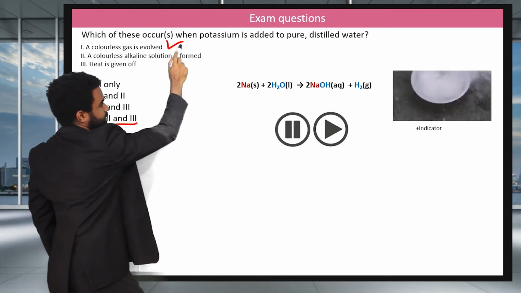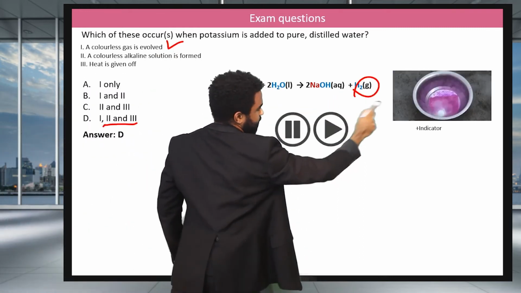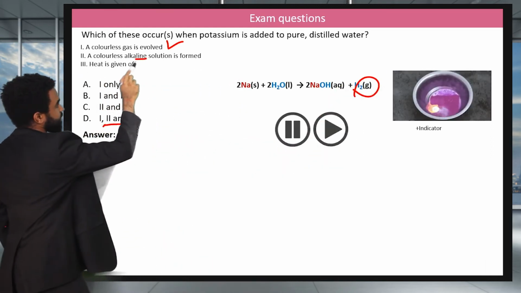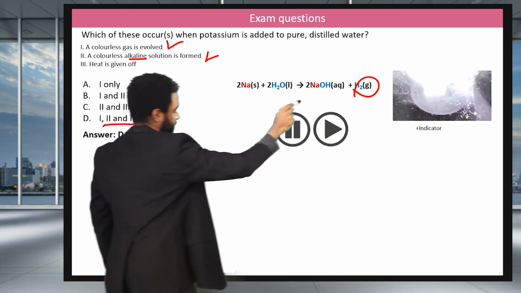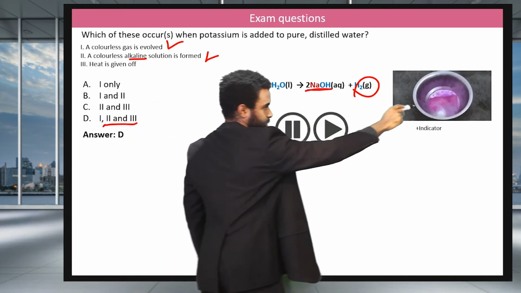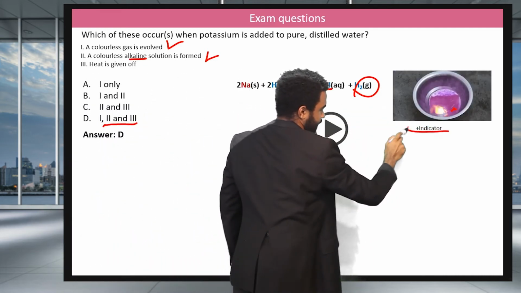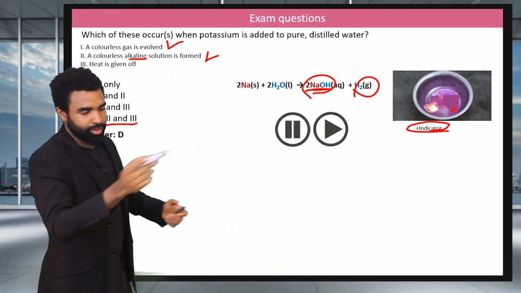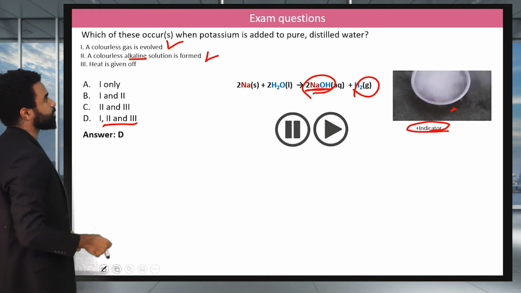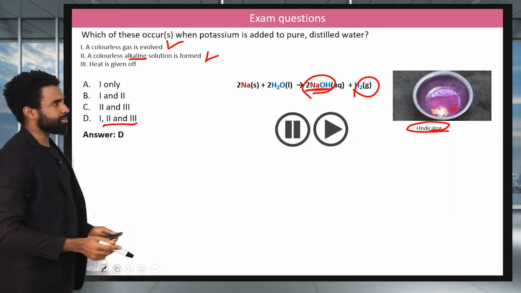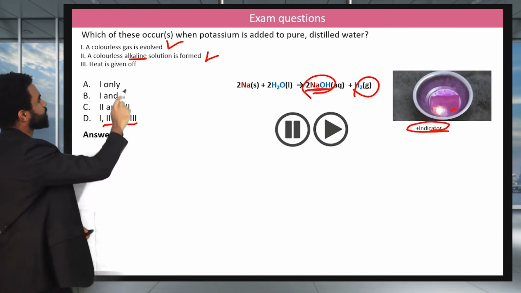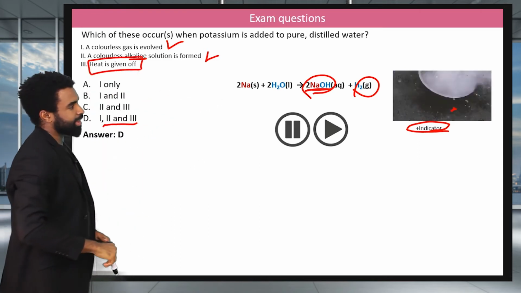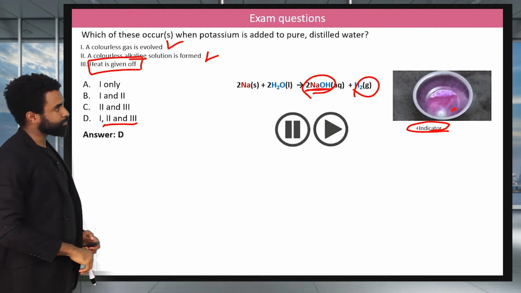So a colorless gas is evolved. Yes, that's the hydrogen gas. You don't see it there, but it's there. So it's colorless. A colorless alkaline solution is formed. Yes, sodium hydroxide is colorless. The reason it's turning purple here is because we have an indicator that's making it purple. But naturally, sodium hydroxide, lithium hydroxide, I think all hydroxides are colorless, but don't quote me on that. And then heat, of course, is given off, as you can see, from that exothermic reaction.